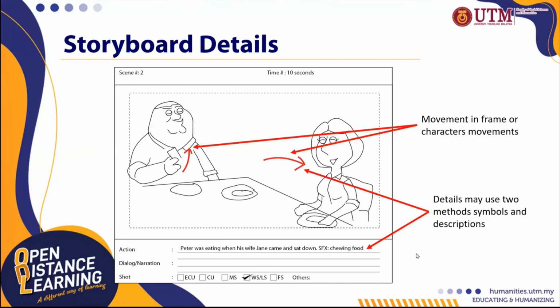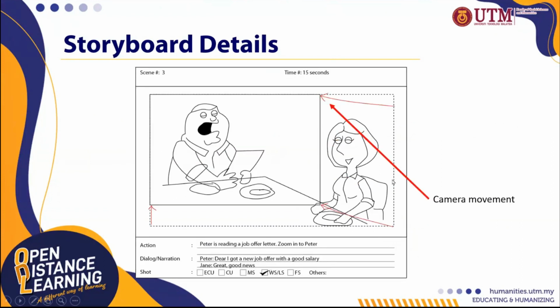The technique of the camera angle. And then if you zoom in or zoom out, just indicate where that will be zoomed in. So for example, for this camera movement, Peter is reading a job offer, later zoom into Peter, meaning zoom in from a wide shot to a medium shot, for example.